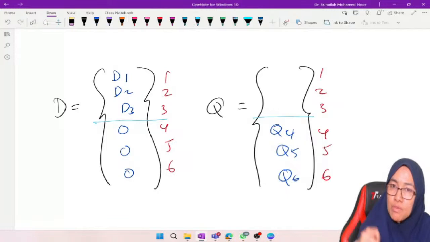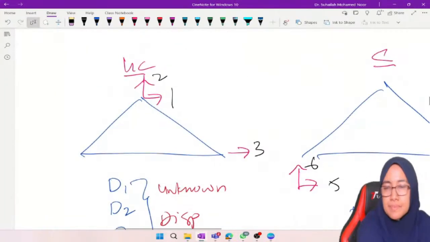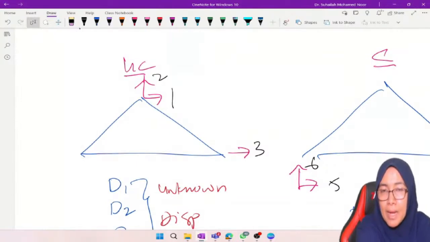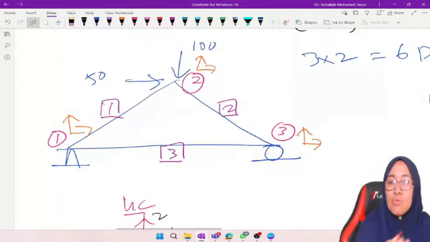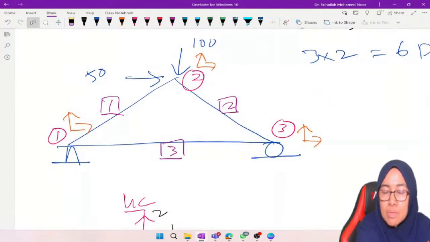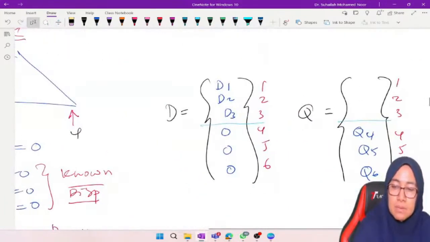So for 1, 2, 3, we have to put values. It cannot be a symbol. Q1, Q2, Q3, looking into the diagram. Q1 is horizontal force, Q2 vertical force, Q3 horizontal force. So what is Q1? Refer to the main diagram. Q1 at node number 2 is 50 kilonewton, same direction, so Q1 is 50.